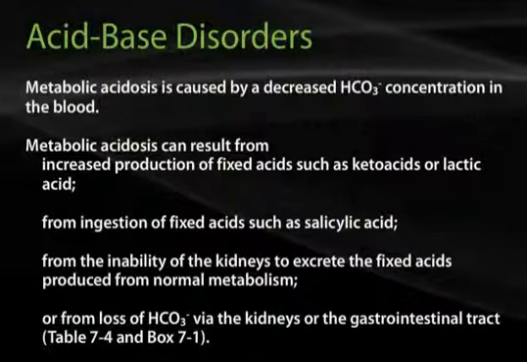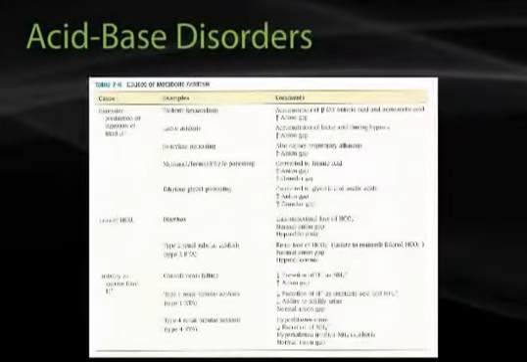Metabolic acidosis can result from an increased production of fixed acids, such as ketoacid or lactic acid, ingestion of fixed acids, such as salicylic acid, the inability of the kidneys to excrete the fixed acids produced from normal metabolism as seen in chronic renal failure, or from a loss of bicarbonate via the kidneys or the gastrointestinal tract. Table 7-4 gives the common causes of metabolic acidosis according to different underlying etiologies.